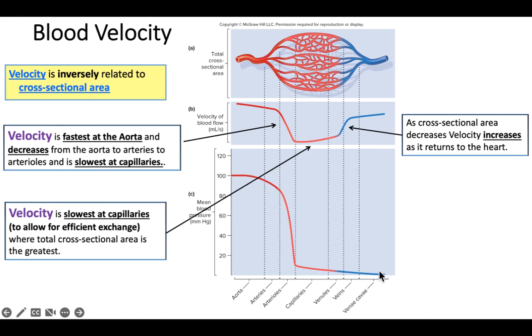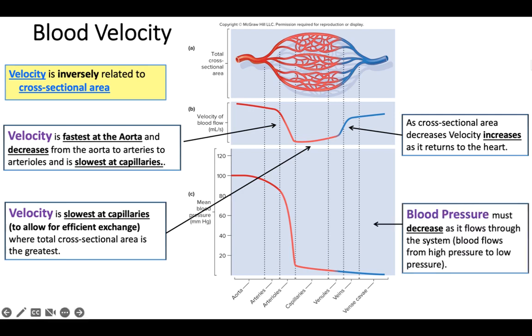Now this is a similar graph to the one we looked at prior. This is blood pressure, so don't confuse these two. Blood pressure consistently drops, whereas velocity drops and then goes back up on your venous, or vein, side. So this is blood velocity compared to blood pressure throughout your systemic circuit. Blood pressure must decrease as it flows through the system. So blood pressure keeps dropping, while velocity drops and then starts to speed up again.